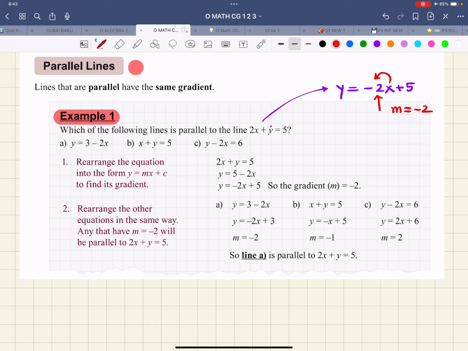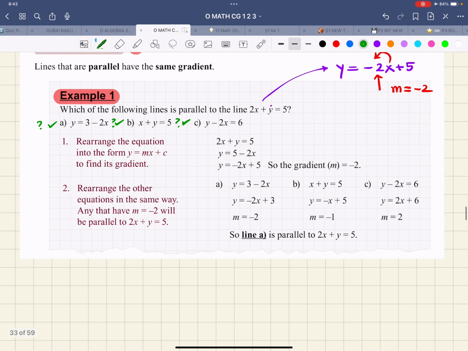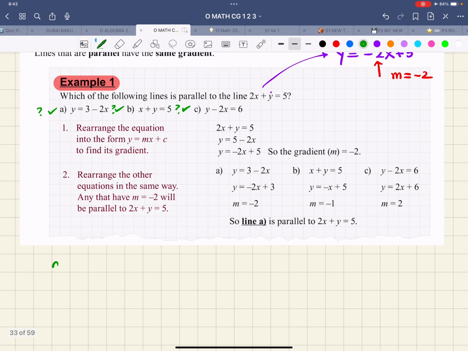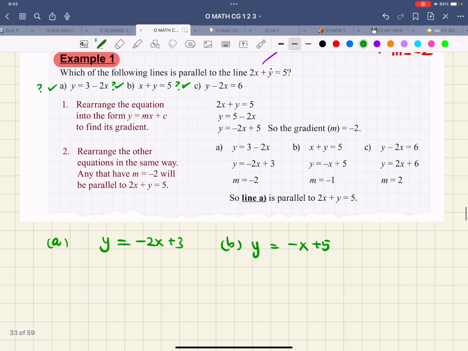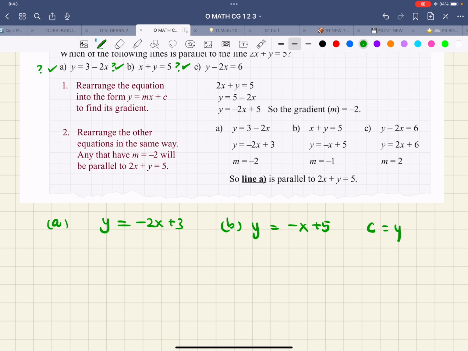So what do we have to check? We have to check whether this line, this line, or this line have the same slope as this one. First of all, it's already in the standard form. So part A, let me rearrange it a bit: y equals minus 2x plus 3. And part B, let me also arrange it: y equals minus x plus 5. And part C, y equals 2x plus 6.